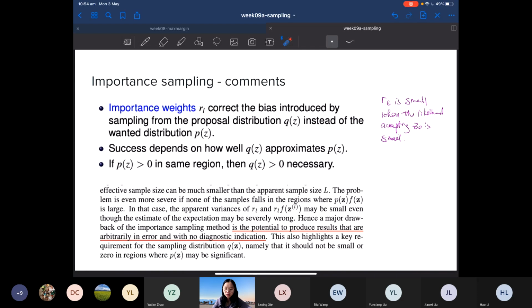So what it says is, we talked about where regions of high and low values of P of Z and F of Z mismatch, we're in trouble. So that's still the case, right? So the apparent variance of even the importance weights is another random quantity in itself, and it might be small even though the estimate of the expectation might be severely wrong. So what this says is that if we use this procedure, it will produce a result, and the variance of the estimate might be arbitrarily big, but we don't know it. What we know is only what the sample value is.